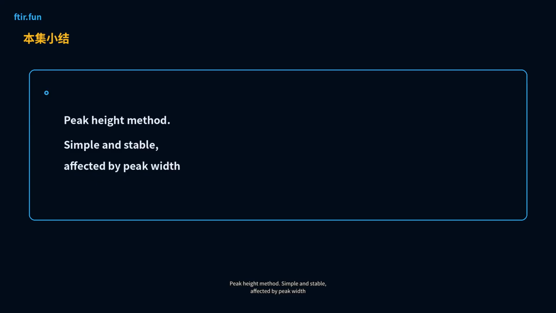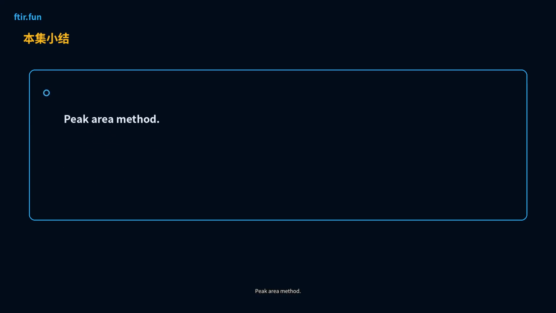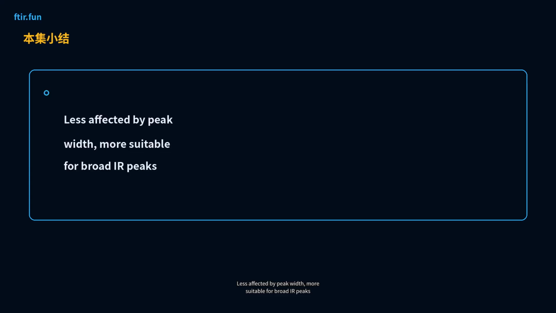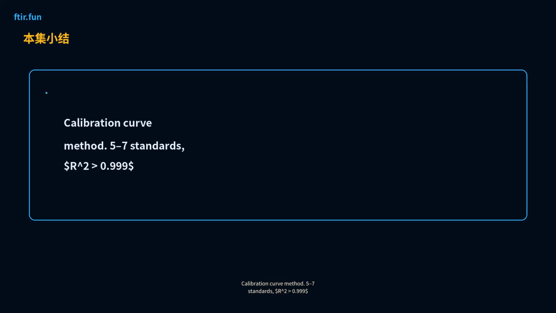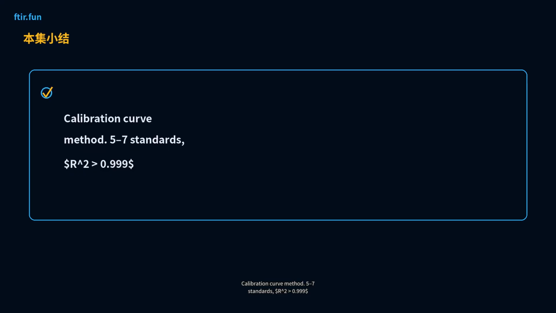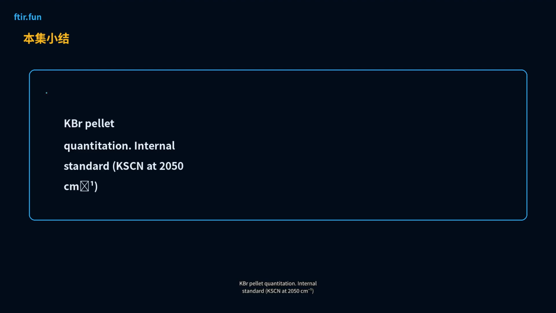Peak height method: simple and stable, but affected by peak width. Peak area method: less affected by peak width, suitable for broad peaks. Calibration curve method: at least 5 standards, R² ≥ 0.999. Detection limit: $3\sigma/k$. Quantitation limit: $10\sigma/k$. KBr pellet quantitation.